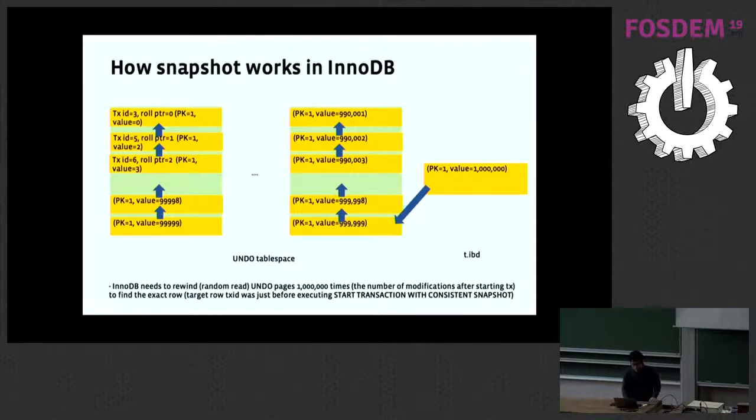InnoDB has the latest record here, but in the undo space, all the record changes are tracked: from the original value to zero, to one, two, three, four, five, and so on, up to 1 million. So InnoDB tracks the undo history in a list. To get the consistent state, it has to rewind the list up to the updated time. In this case, it's 1 million times, which is very expensive, and it may take hours just to return this single value.